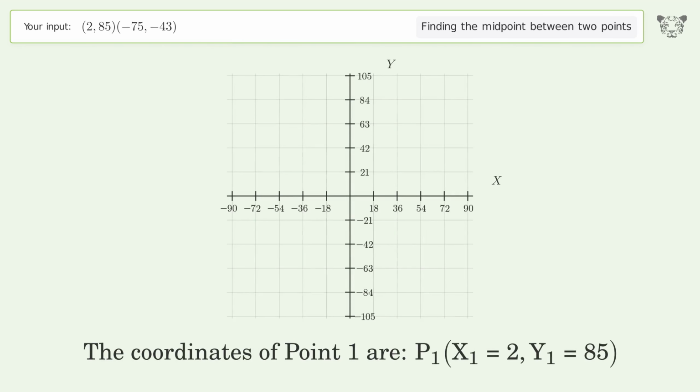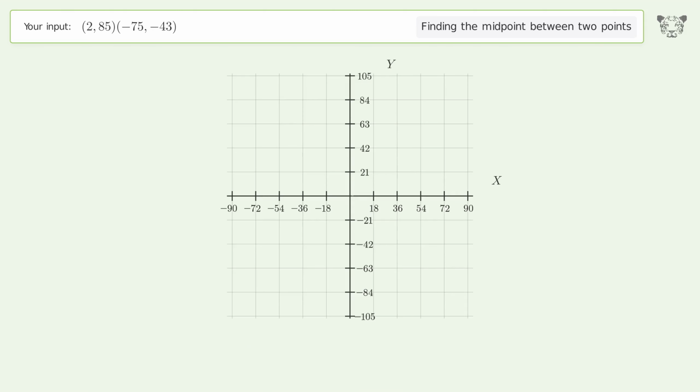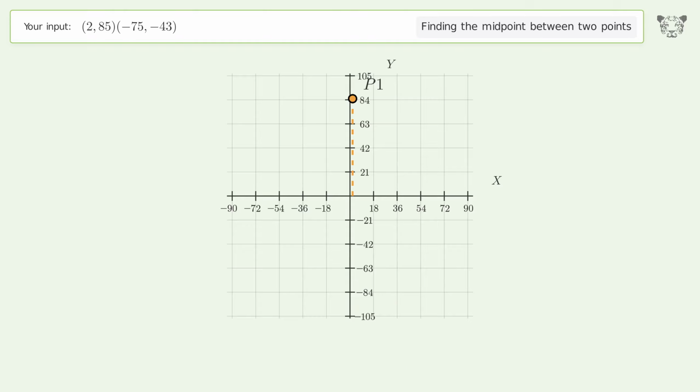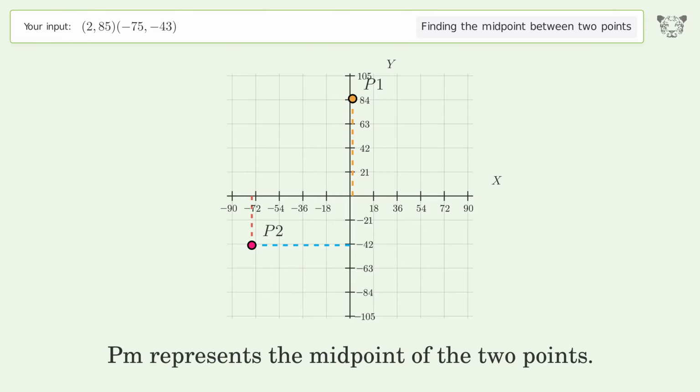The coordinates of point 1 are, x1 equals 2, y1 equals 85. The coordinates of point 2 are, x2 equals negative 75, y2 equals negative 43. PM represents the midpoint of the 2 points.